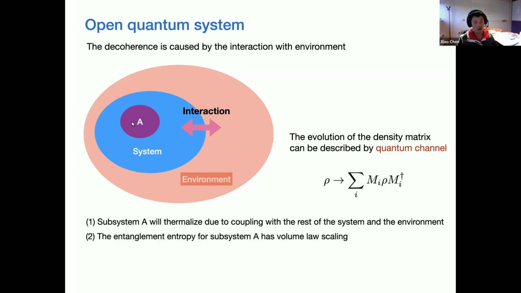Of course, in this case, on a long-time evolution, the density matrix of the subsystem will thermalize. So this is a closed quantum system and an open quantum system.